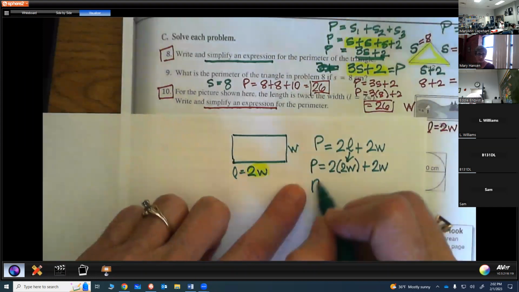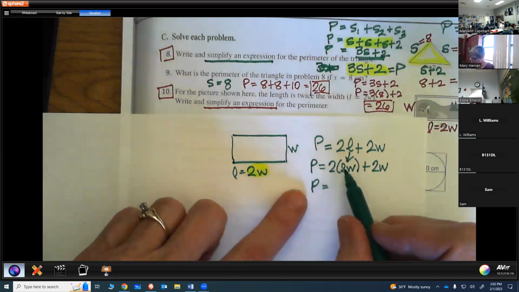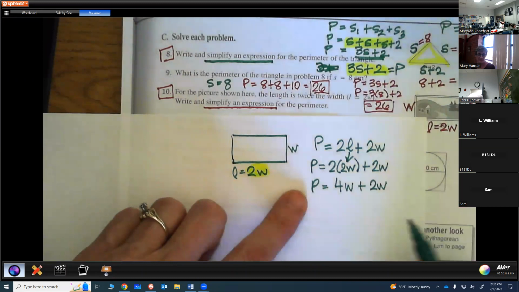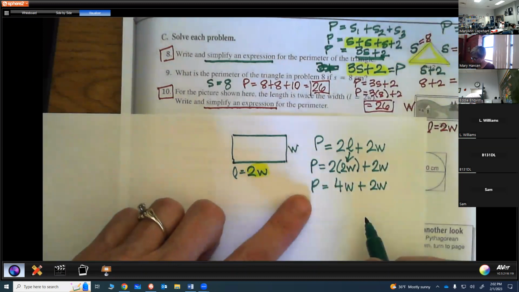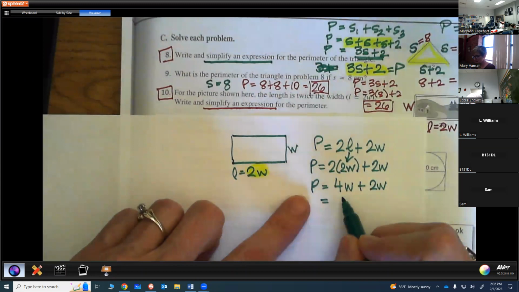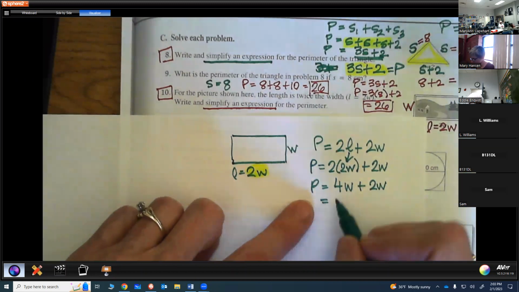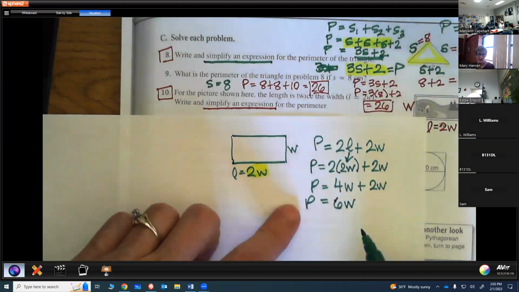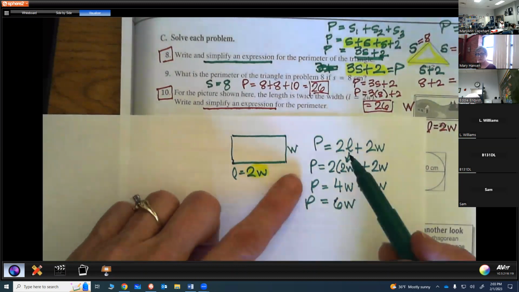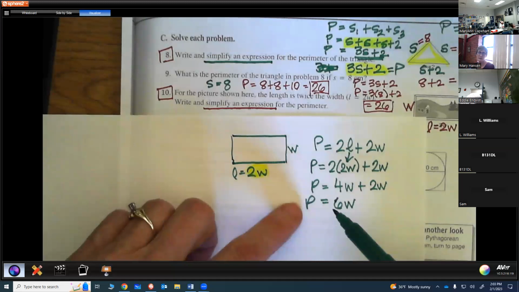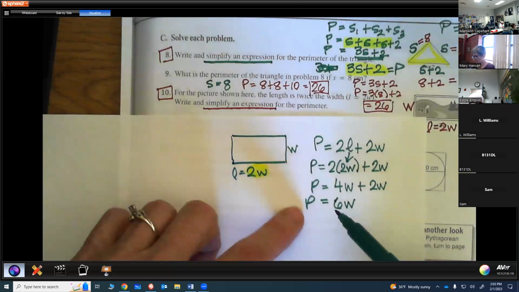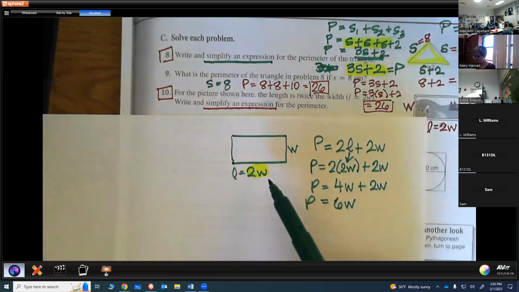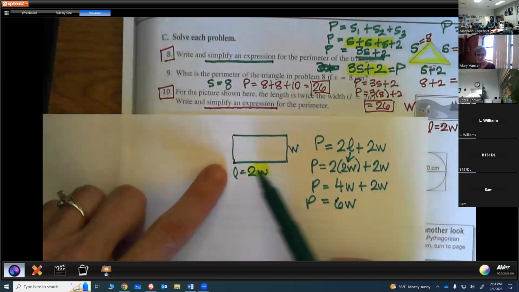And so the perimeter, 2 times 2, is actually 4W plus 2W. And 4, that's like 4 apples plus 2 more apples is 6 apples, or 6W. That would be the way to do the problem completely from the formula. And if that's a little shaky for you, let me show you another way to kind of logic through it that might help this make more sense.